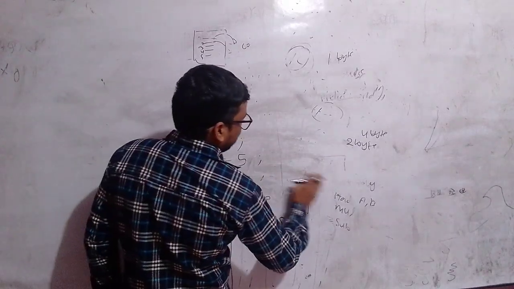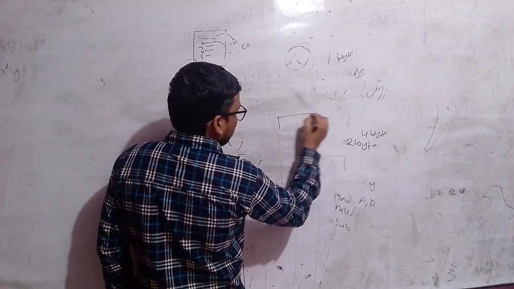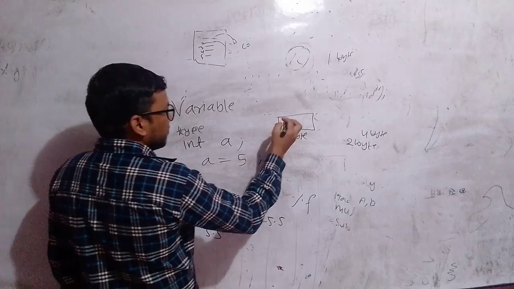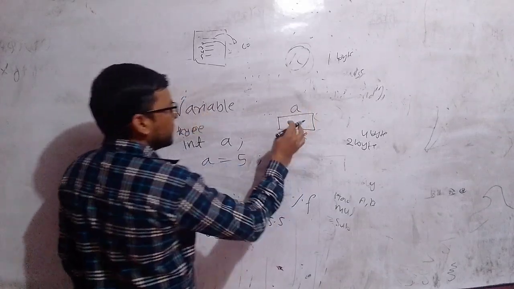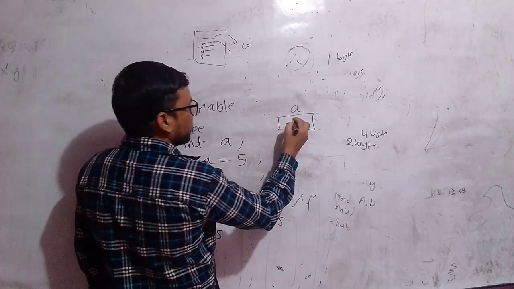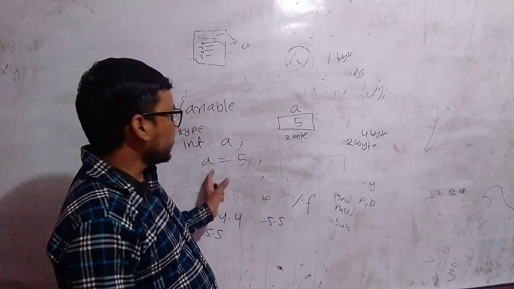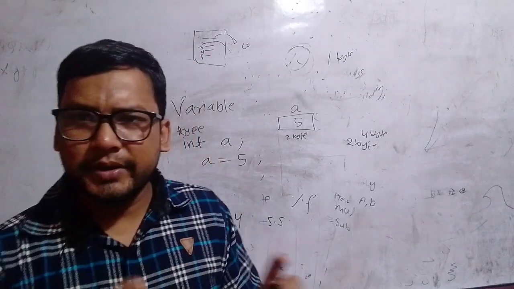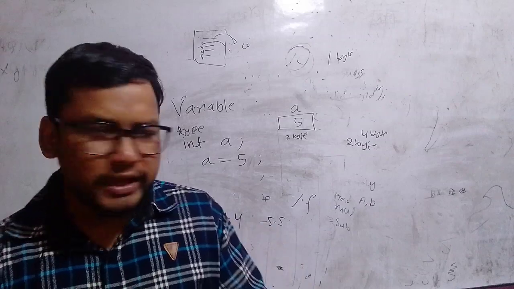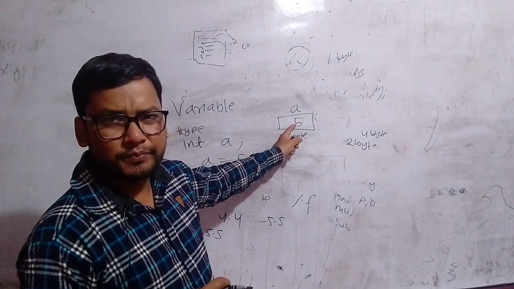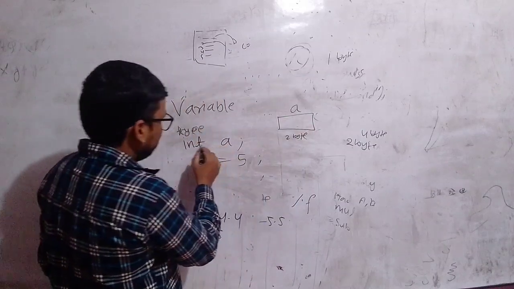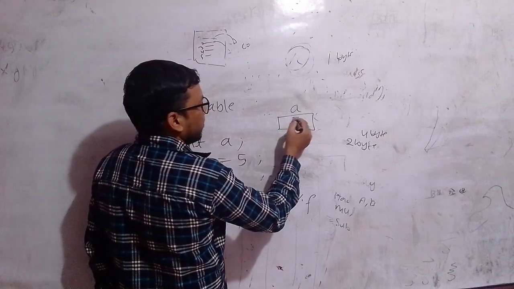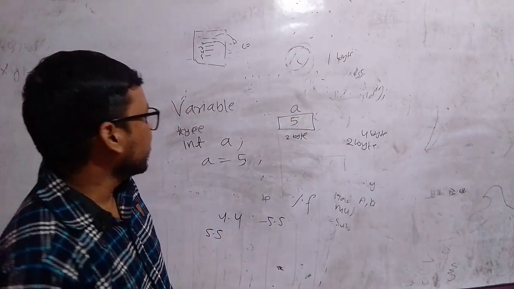Now, how is it processed in the computer? Suppose in memory, an integer takes 2 bytes. It gives the name A to that memory and stores the value 5 here. A reserves the required memory to store data of type integer, gives it the name A, and stores some value. If you write A equal to 5, that means 5 is assigned to A, and 5 is stored here. In this way a variable works.